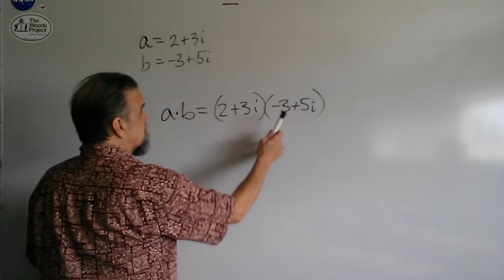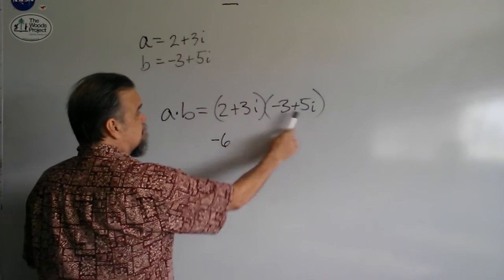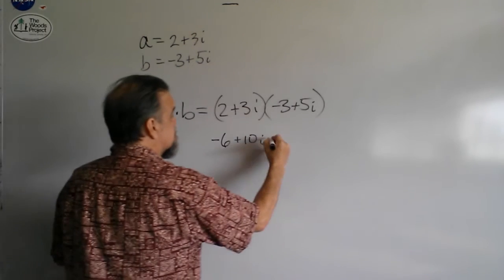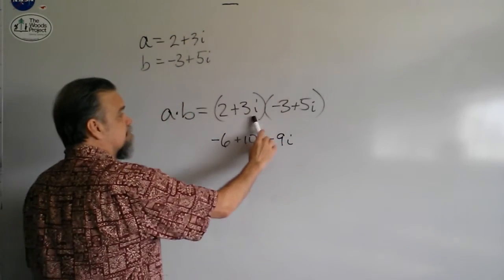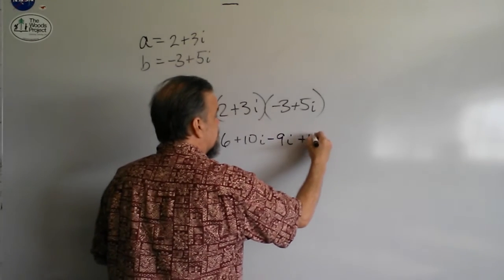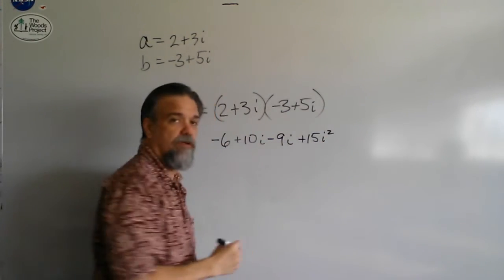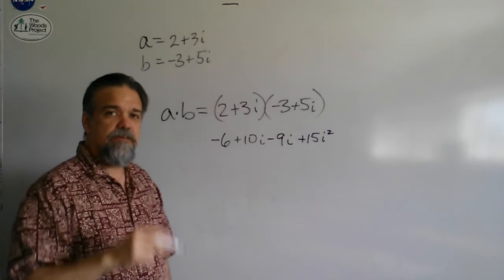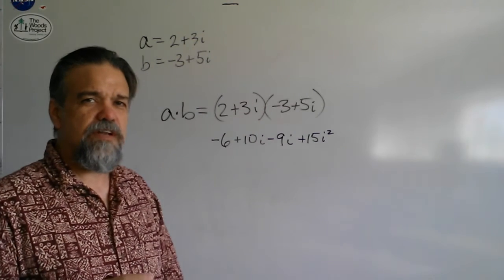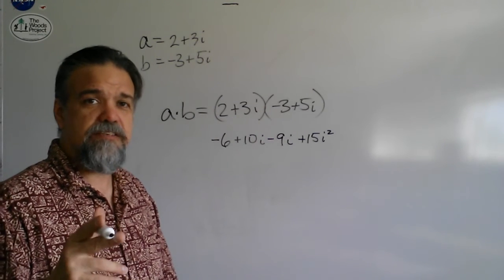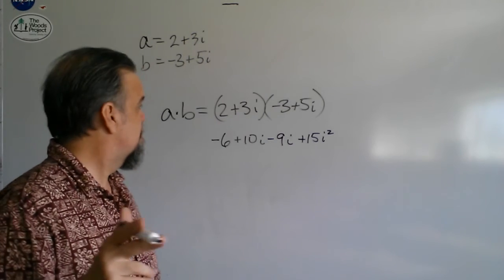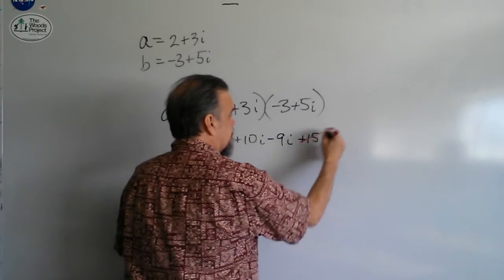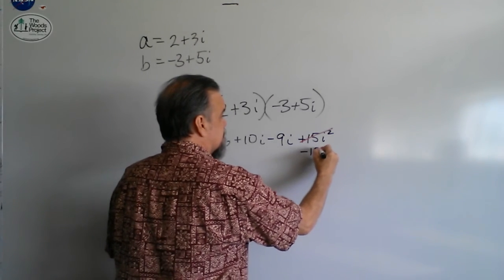I'm going to say 2 times negative 3 is negative 6. 2 times 5i is 10i. 3i times negative 3 is minus 9i. And 3i times 5i is plus 15i squared. Okay? Easy enough, just like multiplying binomials. But what's i squared again? Wasn't i squared something very particular? Yes, it is. It's negative 1. So if i squared is negative 1, that means this thing here becomes minus 15.